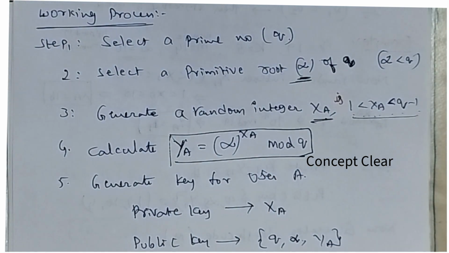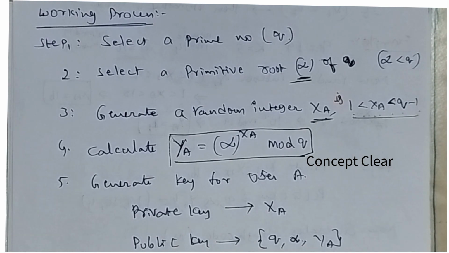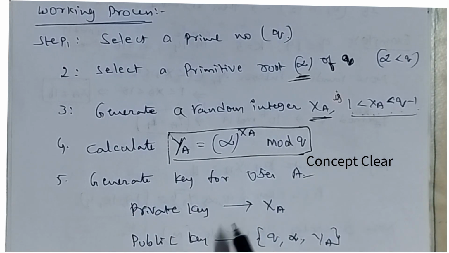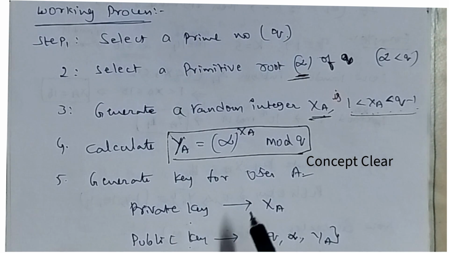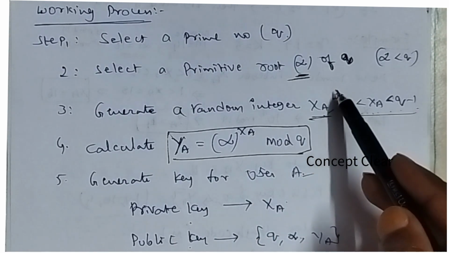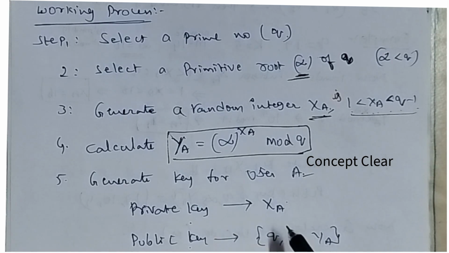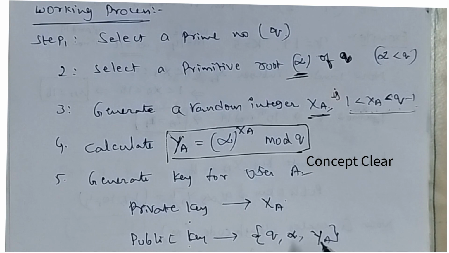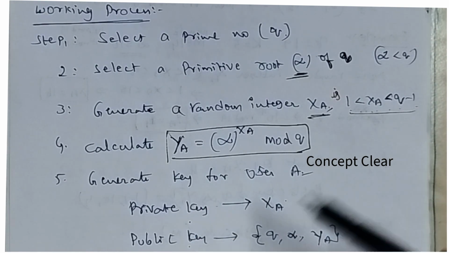Next step is we have to generate the public key and private key. Here I am writing, generate the keys for user a, private key and public key. What is the private key here? xa is the private key and the public key is q comma alpha comma ya. So we also got the private key and public key.